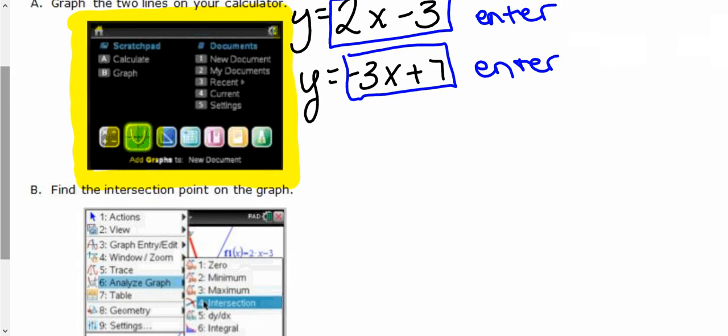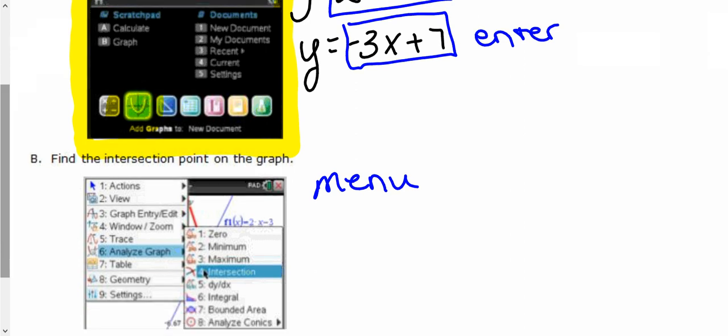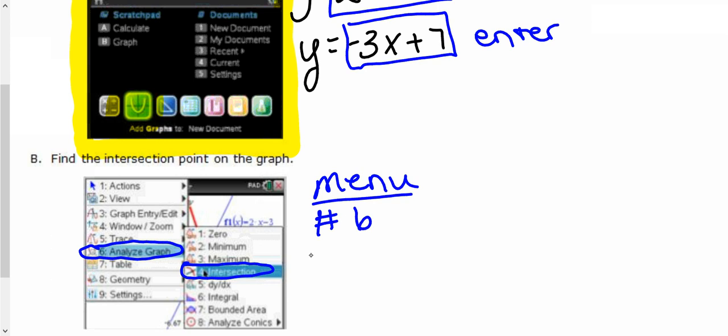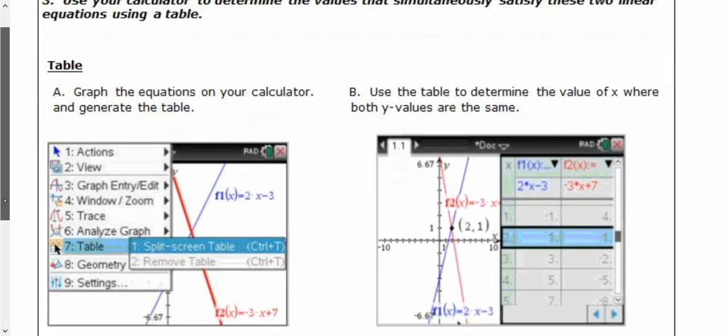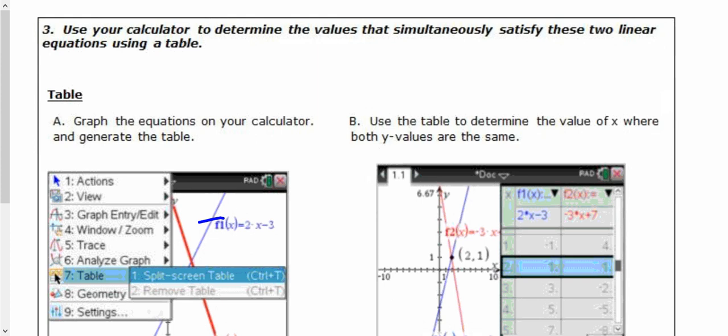Once you have your two lines graphed, you should hit menu. And then you're going to hit the number 6 or analyze graph, which is located right here. And then you're going to hit the number 4, which is intersection. So you're going to menu, pressing the number 6, and then pressing the number 4. And that should take you straight to your point of intersection on your graph. So you can see my point of intersection right there.